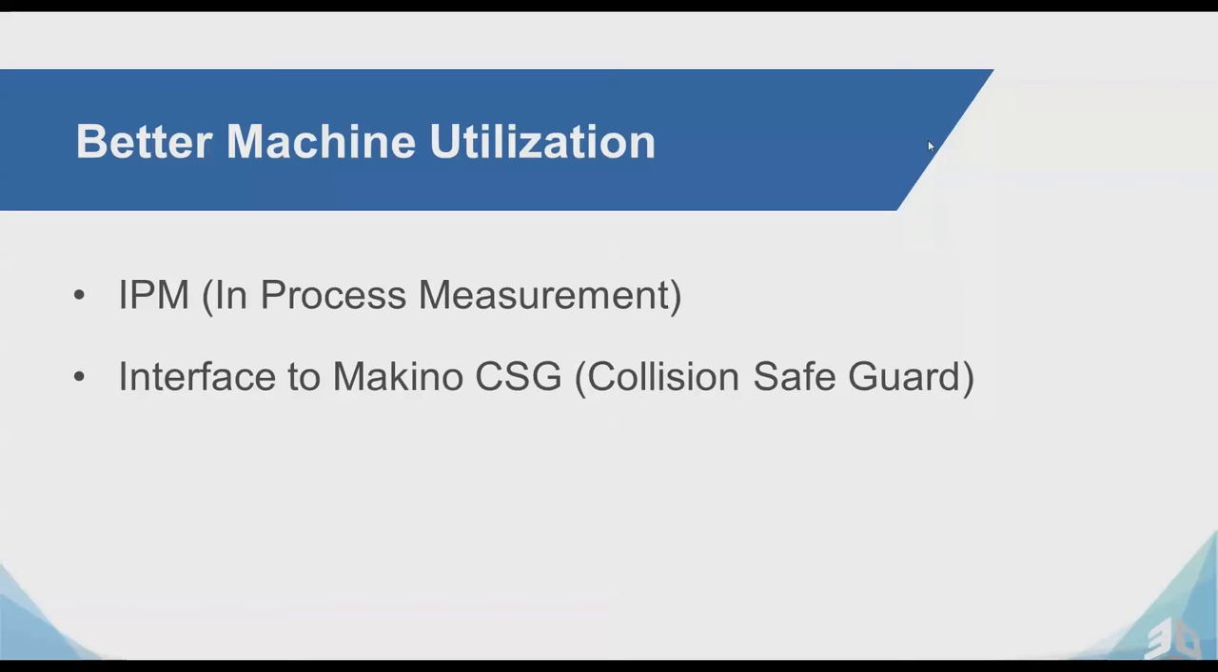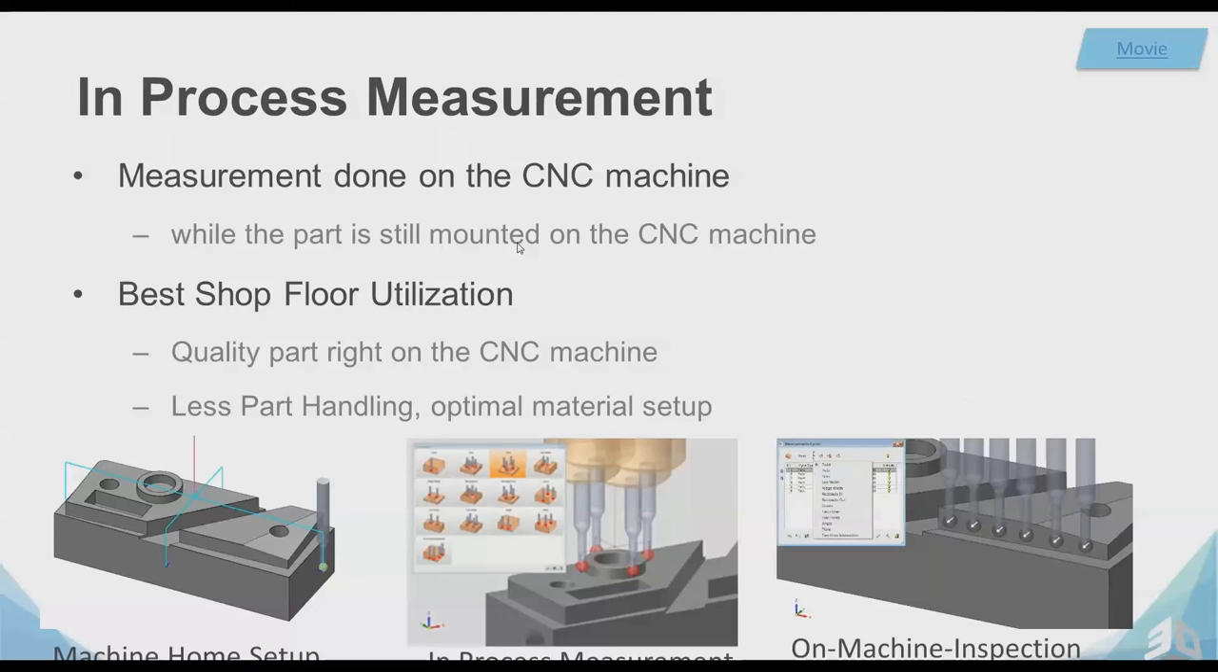So in-process measurement: if we could measure things like dimensions on the machine while the part is being machined, and compensate and mill again, measure again, and get the correct part right off the CNC machine, we can save time and utilize our machinery better. So this is best shop floor utilization, quality parts right off the CNC machine, less part handling, and optimal material setup. We are seeing 3 operations with IPM, in-process measurement.